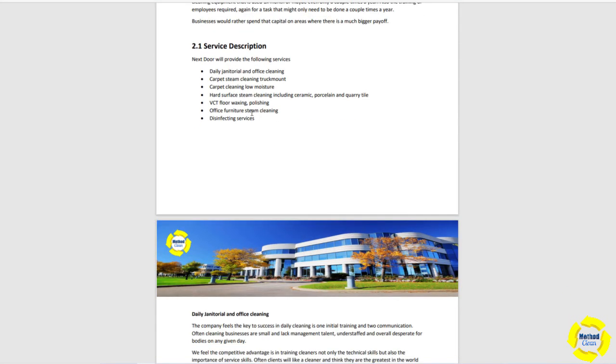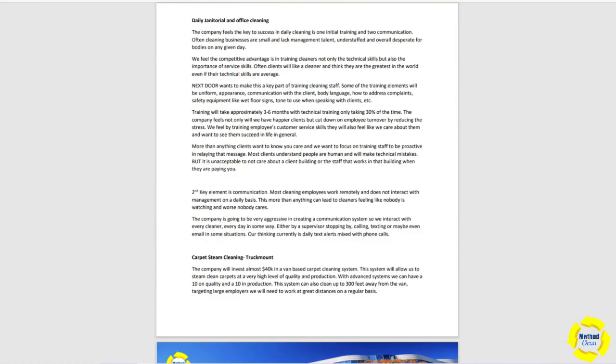This is a list of the different services that we want to provide: daily janitorial, carpet steam cleaning, low moisture, hard surface, VCT, office, and disinfecting services. So this is a nice little mix. If you really wanted to get into this, you could apply percentages to each of these and say, I want 50% of revenue coming from here, 10 here, 20 here. So that's another option if you want to get more into this.